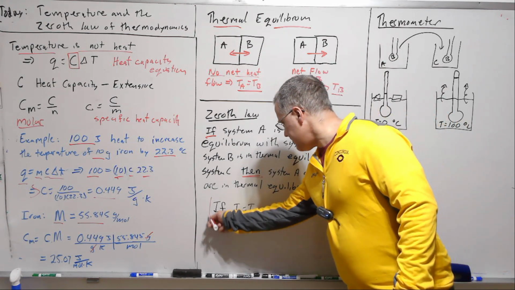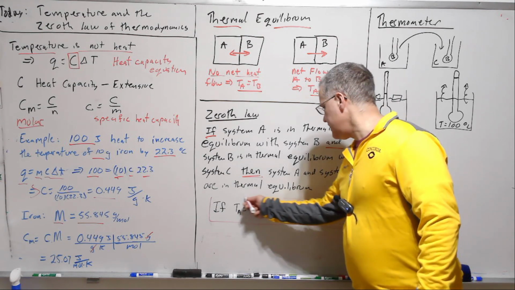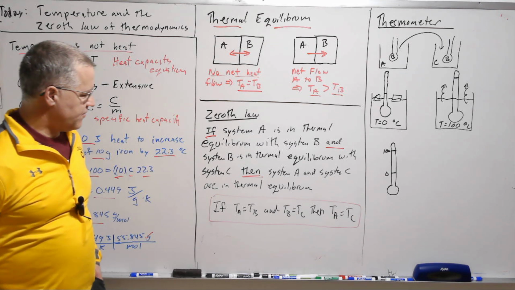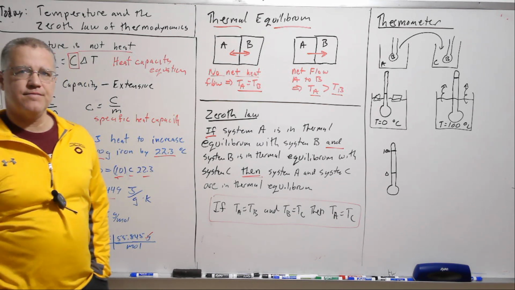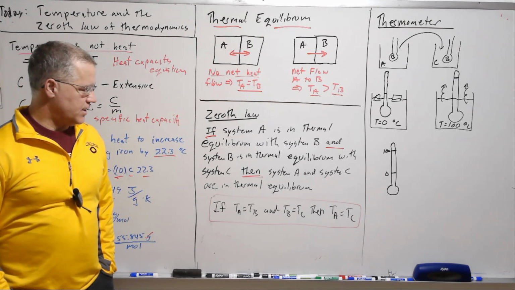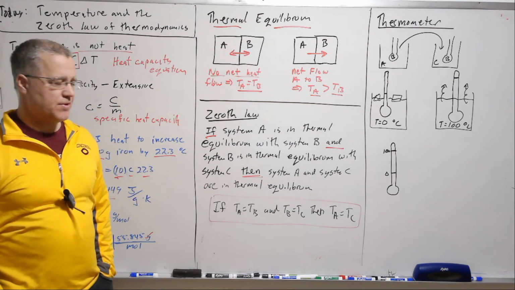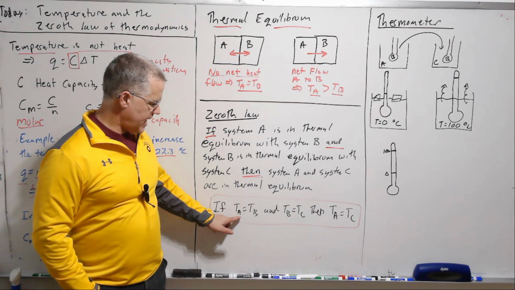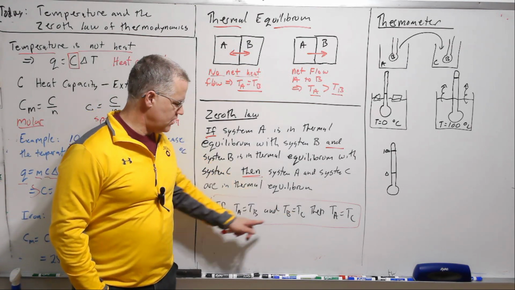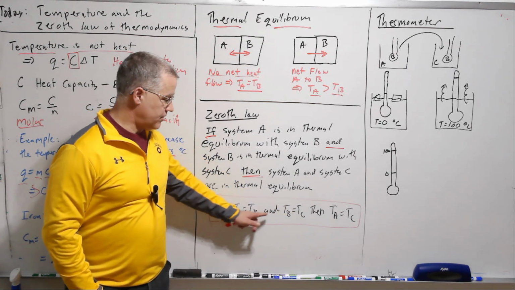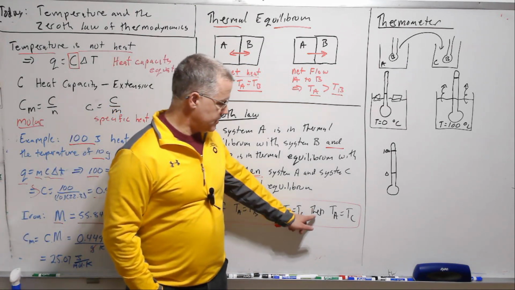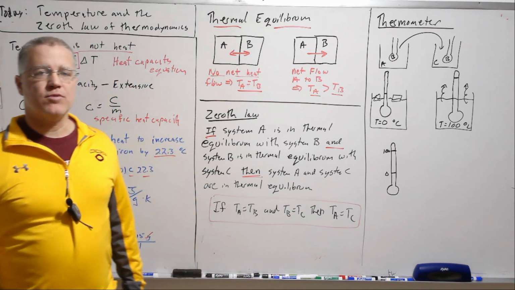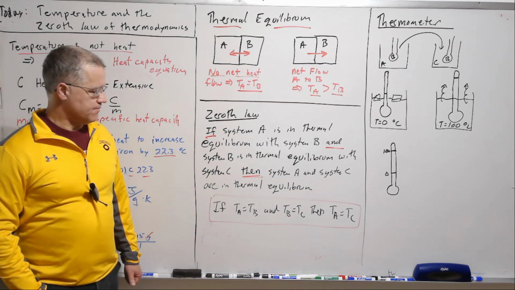The mathematical statement of the Zeroth law is this. And if you've had a little bit of algebra or some formal math theory training, you would recognize this as the property of transitivity. So if TA equals TB and TB equals TC, what is this saying? This is saying thermal equilibrium, then TA is equal to TC. So thermal equilibrium is a transitive property.